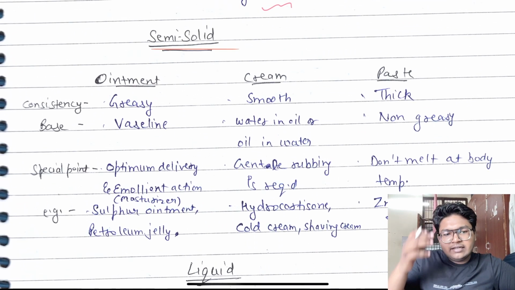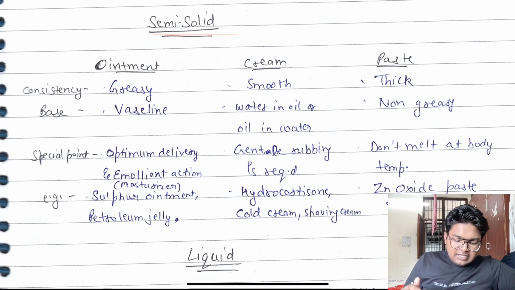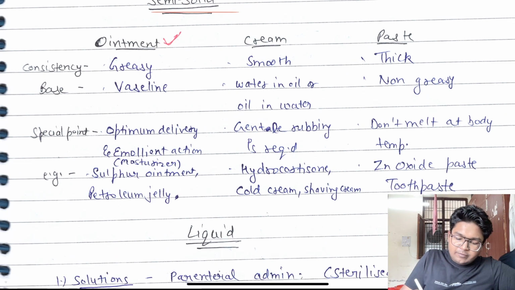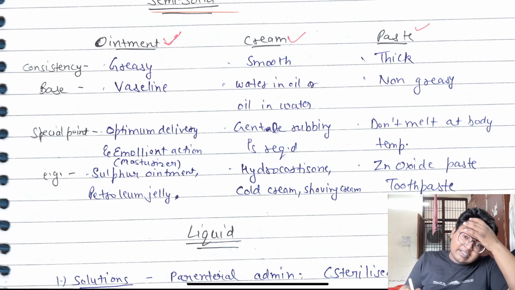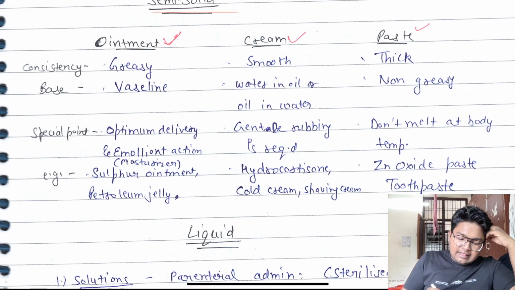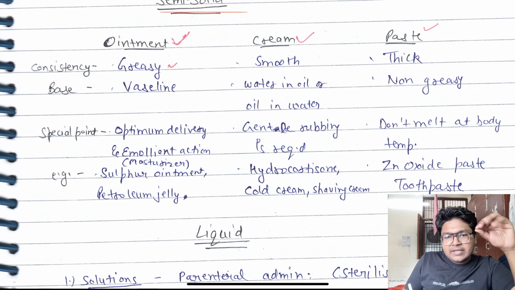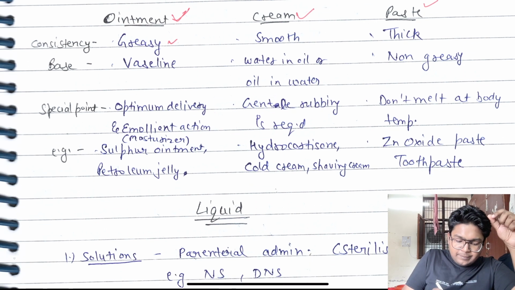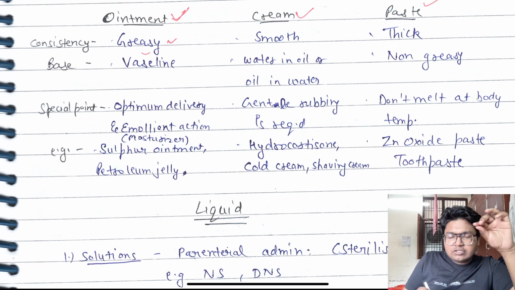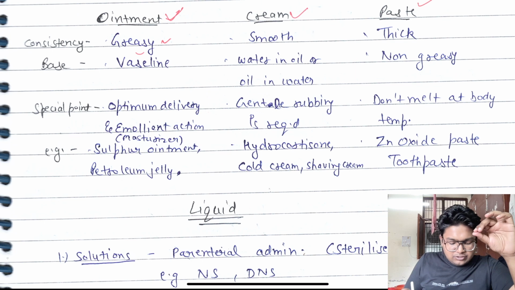These are solid. Then we discuss semi-solid forms. In semi-solid forms, first of all we have ointments, creams, and pastes. What is the difference between the three? Ointment is greasy, cream is smooth, and paste is thick. Example: greasy Vaseline; smooth, water in oil and oil in water emulsion types; and paste is non greasy.